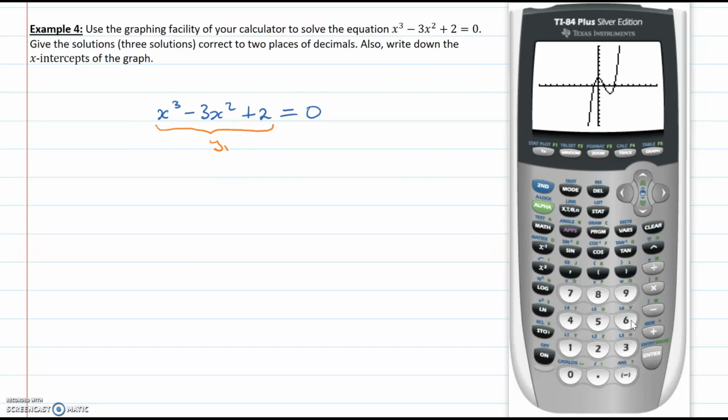And you can see that there are 3 positions here. It crosses the x-axis 3 times: once, twice, and 3 times. Now if you want to, you can zoom in on this, and I've shown you in class how to use the zoom box feature. So press zoom, and 1 gives you zoom box. Let's just move out to one corner of where we might move our box.